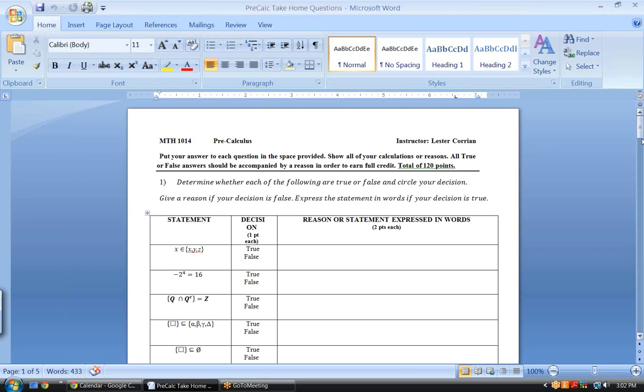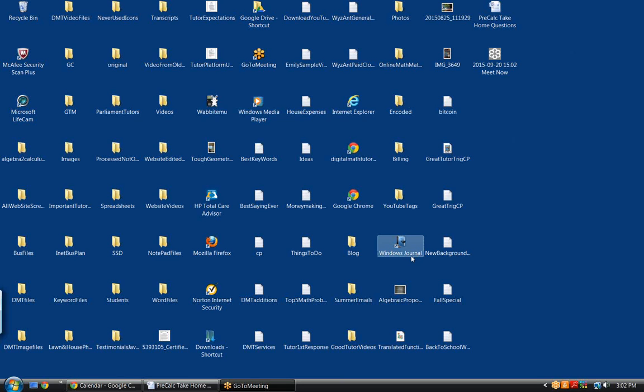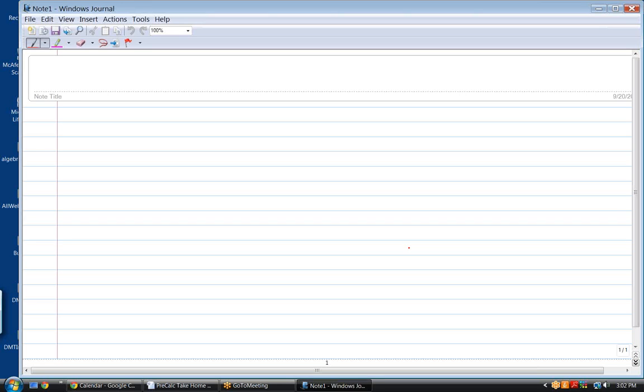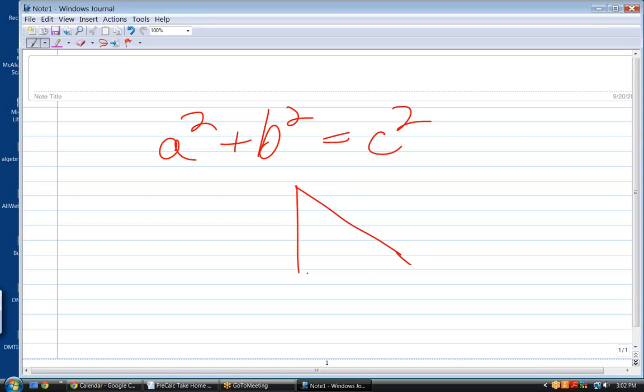Can you see my screen? I can see your screen. Okay. And the way I do this generally is I have a drawing tablet here where I can write a squared plus b squared equals c squared and draw the right triangle. And so it works much like an in-person session.